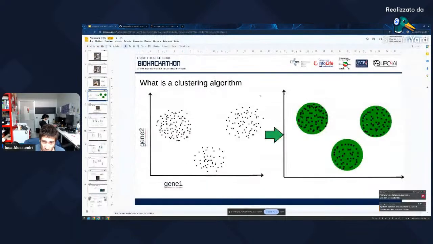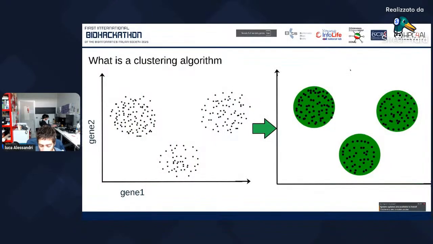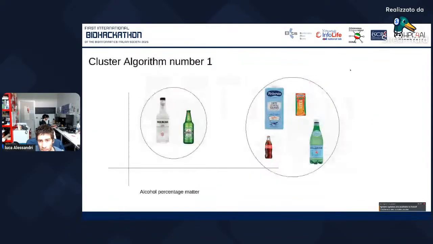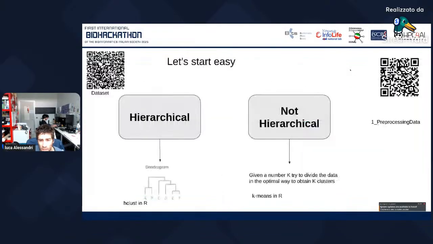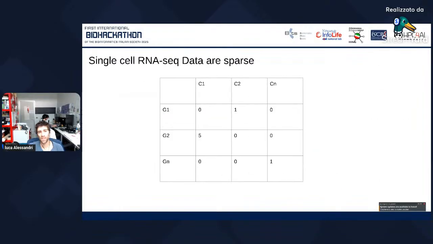But why is this wrong? Well, this is wrong for a very peculiar reason: single cell RNA-seq data are sparse. What does sparse mean? That means that they are full of zeros. So if you open one table, one count matrix, and you count how many zeros there are, there are plenty of zeros. What are the zeros and why are they there?